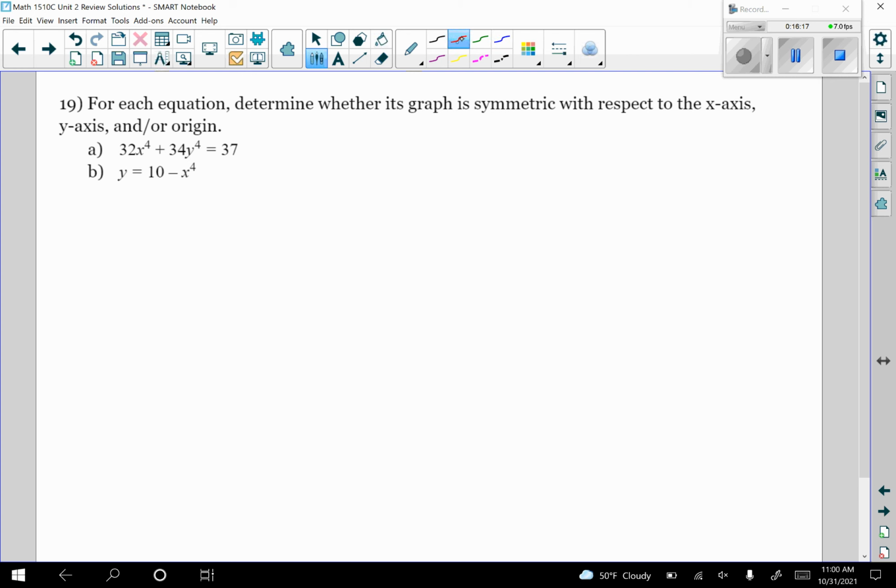All right, for 19, we're testing for some symmetry. It says for each equation, determine whether its graph is symmetric with respect to the x-axis, the y-axis, and/or the origin. So if we're looking at A, what I need to show is that I'm going to substitute in the opposite of x. So we'll test for the x-axis first, then the y-axis, and then the origin.